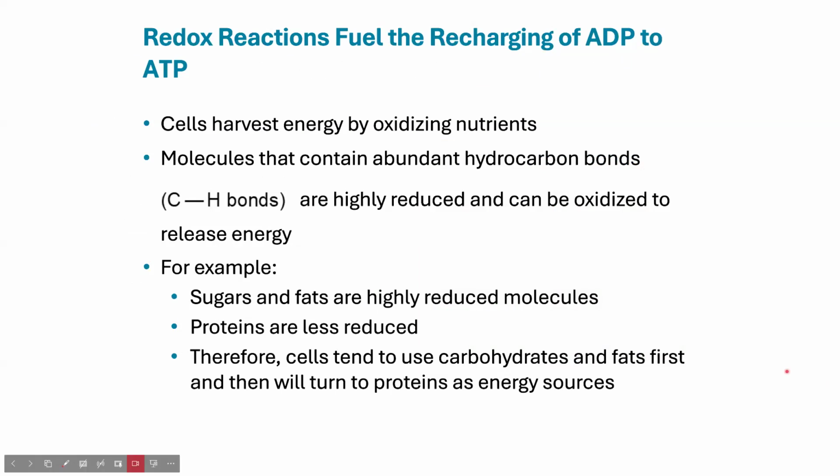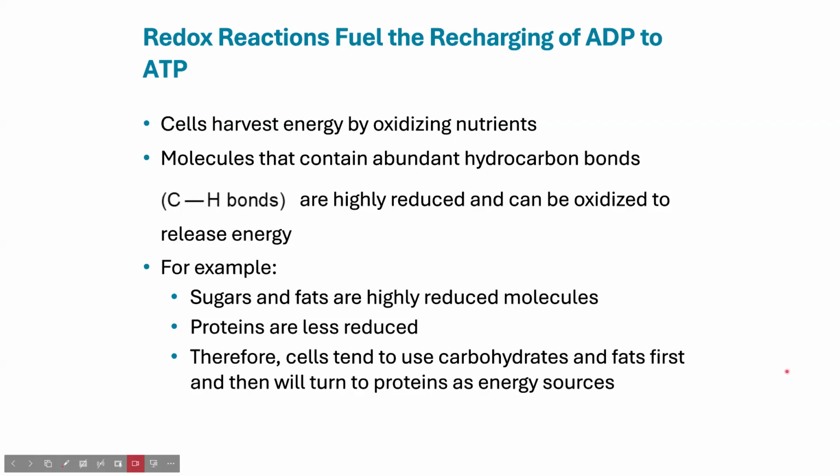And so these redox reactions are going to be used by cells to get energy, and they do this by oxidizing nutrients. And these nutrients are generally going to contain a lot of hydrocarbon bonds. So these are those CH bonds, and these are highly reduced bonds. And so when we oxidize them, they actually release energy. And so your sugars and your fats are going to be the most reduced, and your proteins are also fairly reduced, but not as much as sugars and fats.